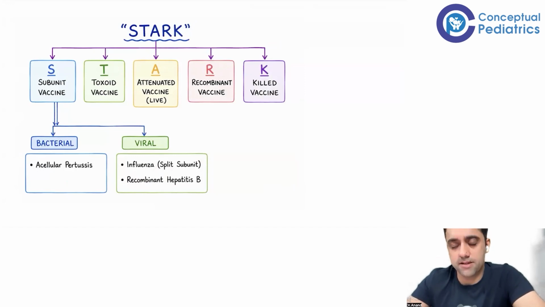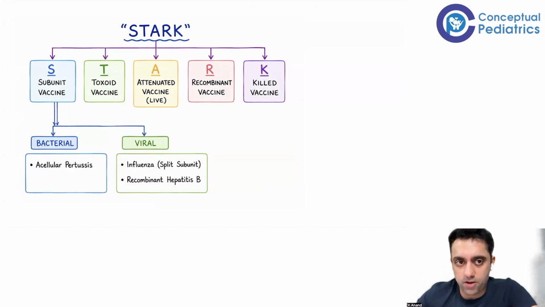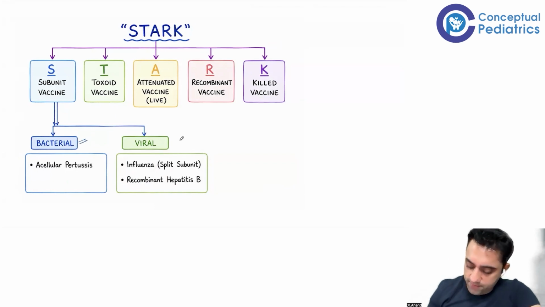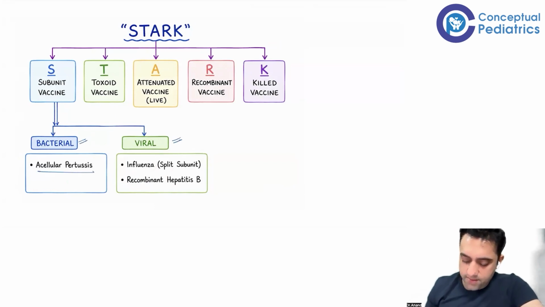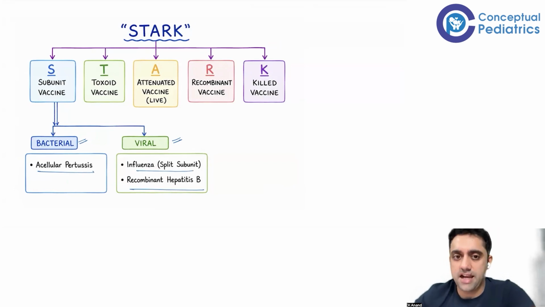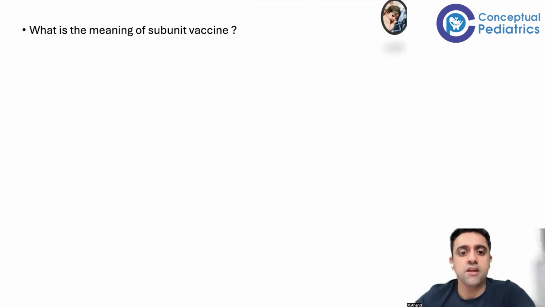Now coming to the subtypes. Stark P is the mnemonic. S is for subunit vaccine, and we have the bacterial subunit and viral subunit. We have the acellular pertussis, which is a subunit vaccine. We have the influenza split subunit. And we have the recombinant hepatitis B also, which is one of the subunit vaccines. Remember that.